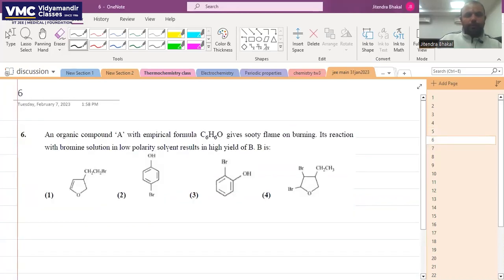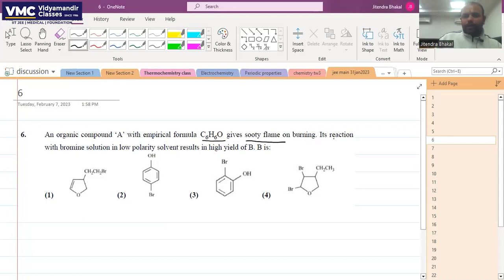Then question number 6. Now, an organic compound A with molecular formula C6H6O gives a sooty flame on burning. Now, aromatic compounds give a sooty flame on burning. So now we can guess this formula is for an aromatic compound. There is an aromatic arrangement, so a benzene ring might be there.